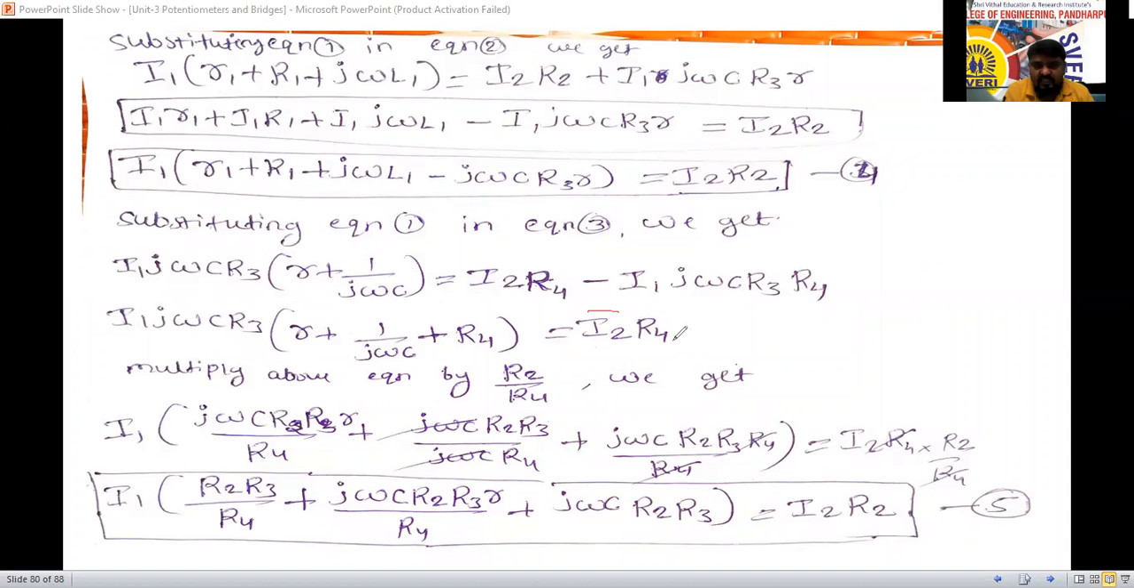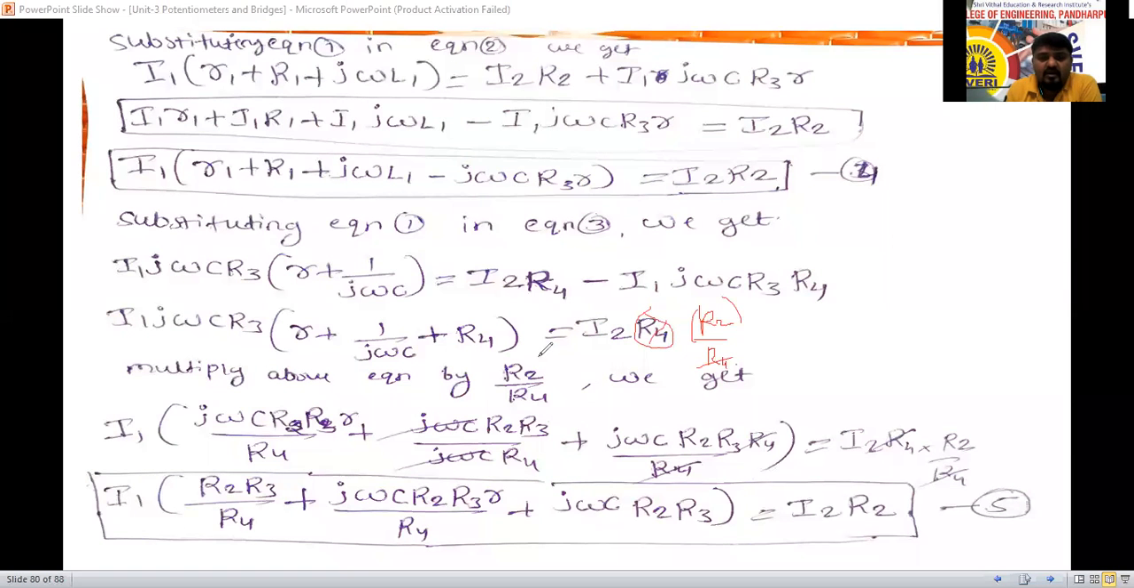So in this place of R4, I want R2. What do I have to do to this equation? You tell me. R4 has to be removed, and R2 has to be multiplied here. So by multiplying this equation by R2 by R4, R4 will get cancelled here. Yes or no? Yes, sir.